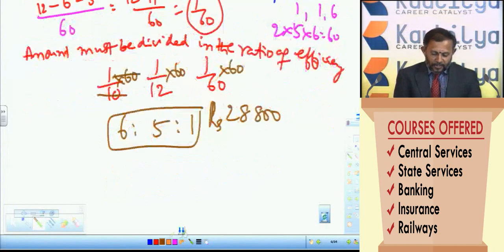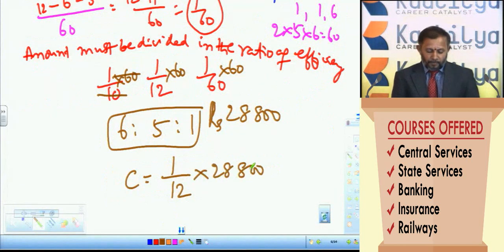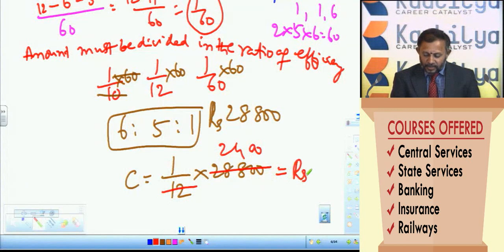But here we are interested in the share of C. Here the total parts are 12. So 1 out of 12, that is 1 by 12, that is the share of C. So 12 gets cancelled. So what is the share of C? 2400. Here you have to conclude the share of C. You are not supposed to leave the fraction like this. You have to conclude the answer. Here 2400 is the share of C.